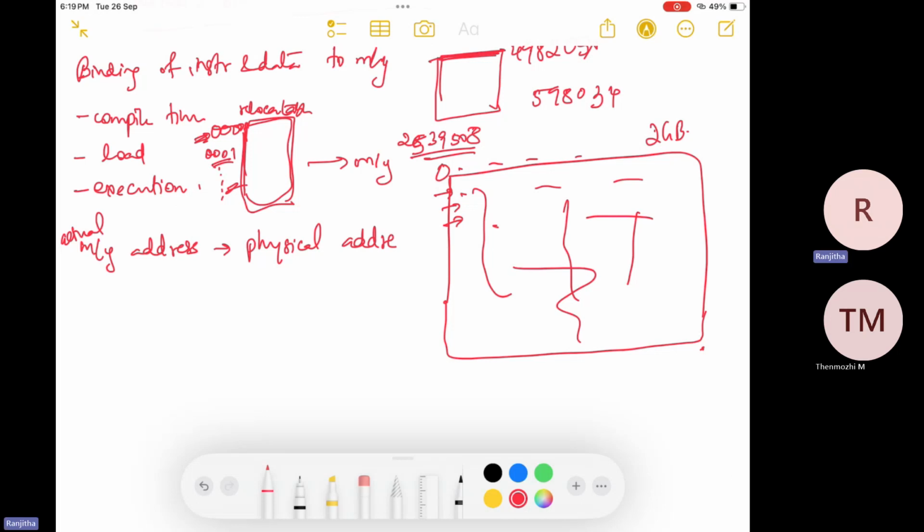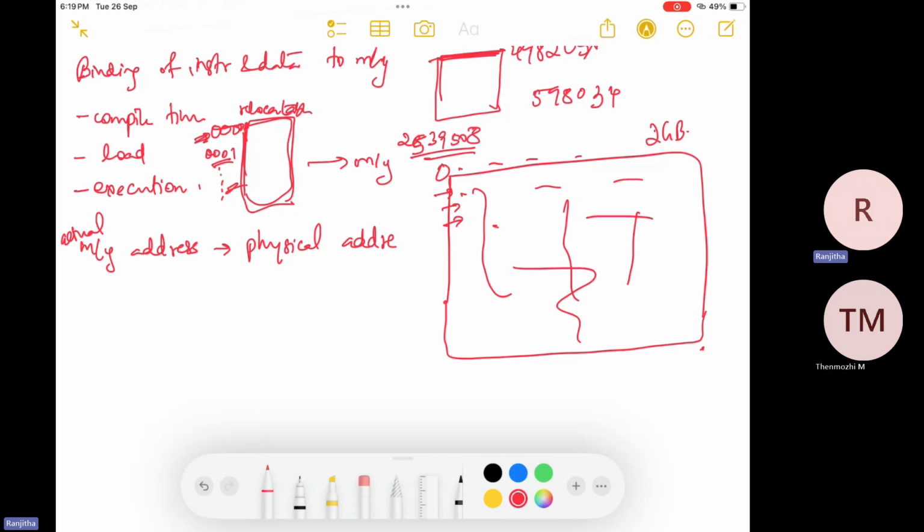The concepts of dynamic loading and linking were also discussed. Dynamic loading is nothing but allowing a routine to be loaded into memory only when it is used. So we delay it until that particular function or code is actually used during the process.